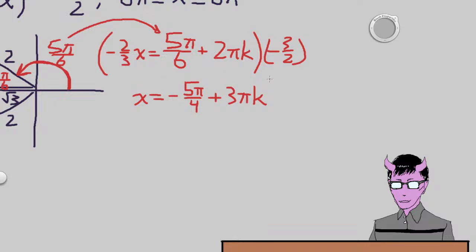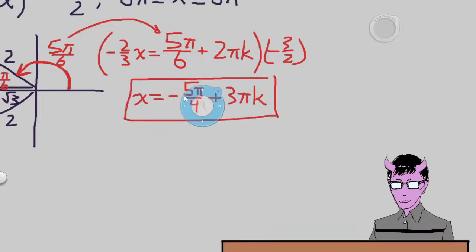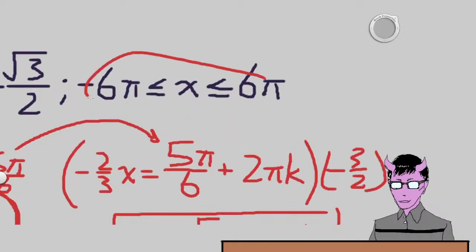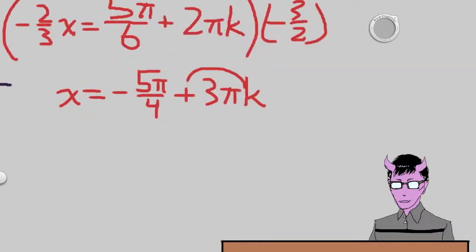Alright, so that should be all the answers for the red scenarios if we don't have domain restrictions. But we do have domain restrictions. 6 pi is the wall and negative 6 pi is the other wall. We're adding increments of 3 pi, so that is a thing to consider. So we can do positive k values up to 2.